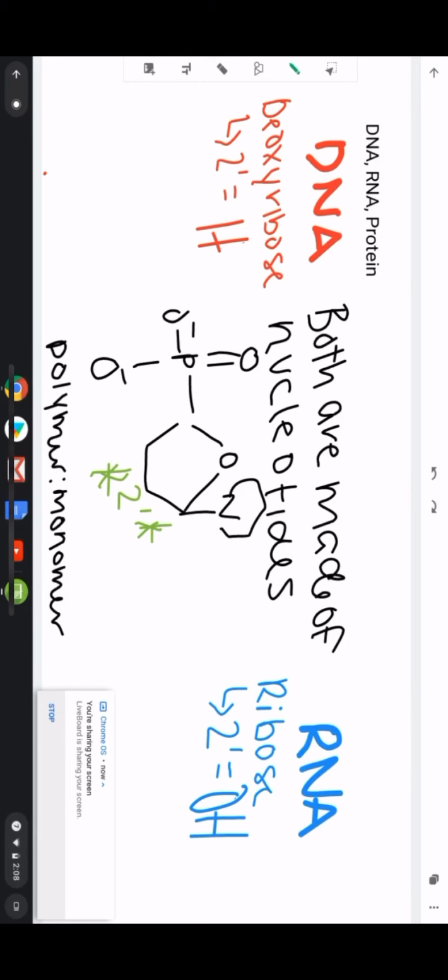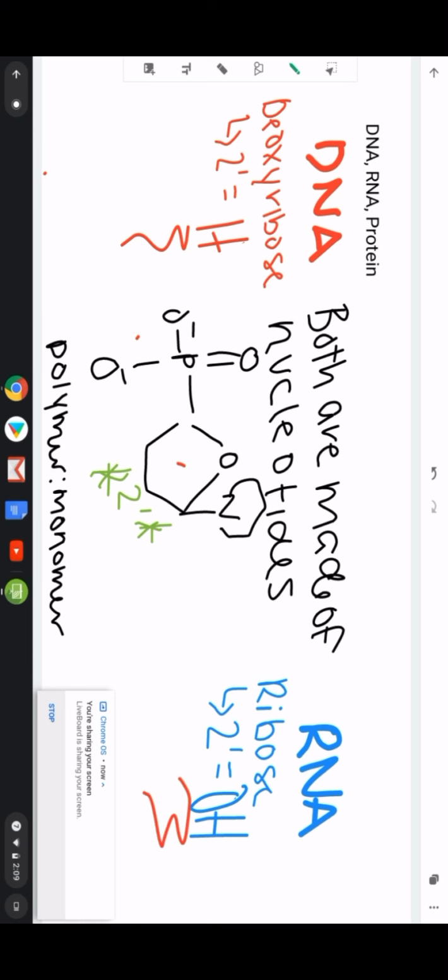Today we are going over the differences between DNA, RNA, and protein. DNA and RNA are both made of nucleotides. The nucleotides consist of a phosphate group, a 5-carbon sugar, and a nitrogenous base. The differences between RNA and DNA are found in the 2' spot on the 5-carbon ring. In DNA, the 2' spot has a hydrogen, whereas in RNA it has a hydroxide.